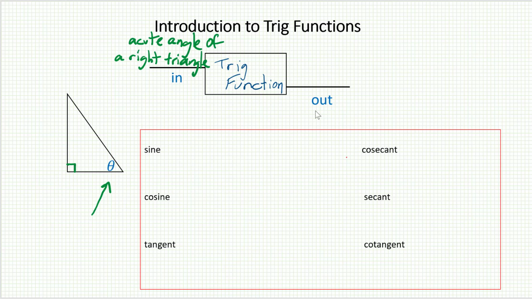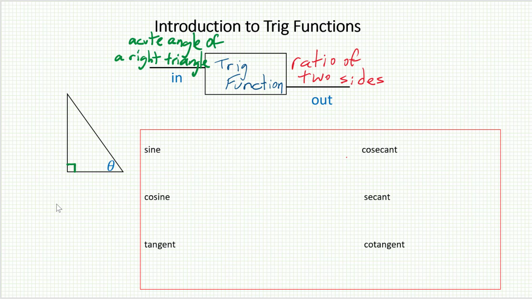So what comes out of these trig functions? Well, the answer is a ratio of two of the sides of the triangle. A ratio is like a fraction, so what you get out of a trig function is a fraction. The top will be one of the side lengths, and the bottom will be another side length.